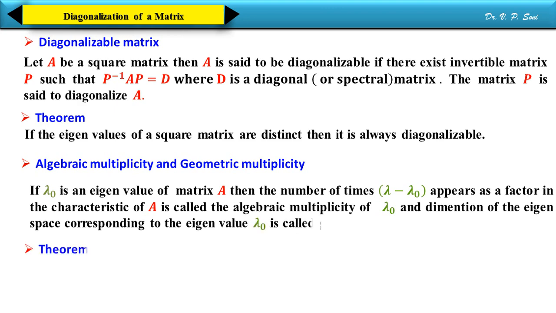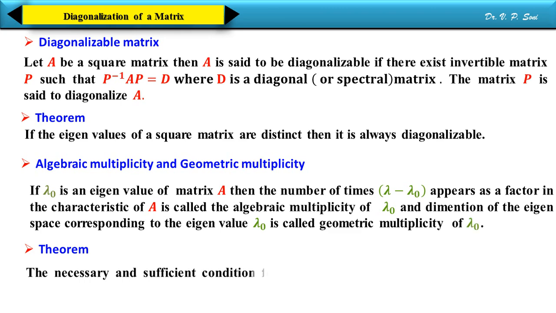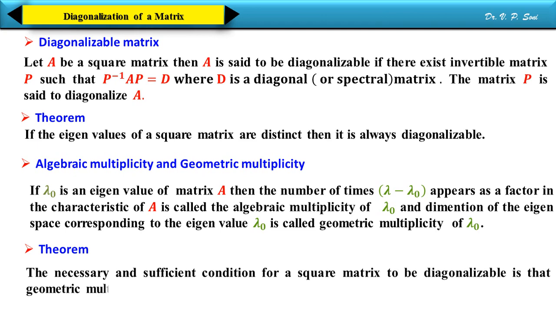Theorem: the necessary and sufficient condition for a square matrix to be diagonalizable is that the geometric multiplicity and algebraic multiplicity are equal for each eigenvalue.